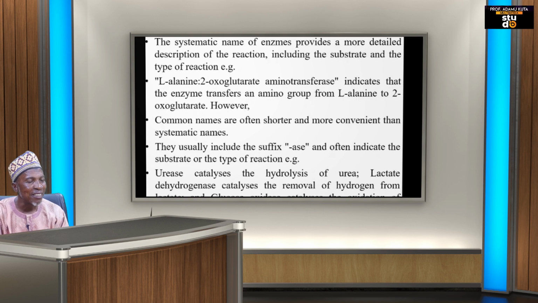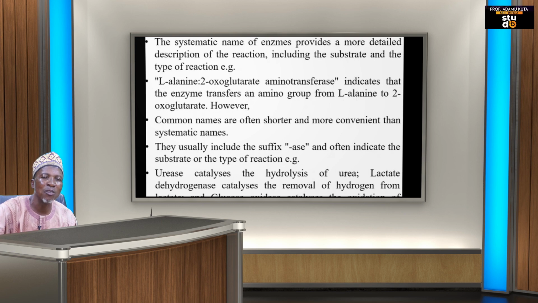If delta G is negative, then the reaction will be spontaneous and exergonic. Spontaneous in the sense that it can operate without being triggered, and exergonic because it will release energy. But if delta G is 0, the reaction is at equilibrium. If delta G is positive, that means no reaction is going to take place until energy is provided.